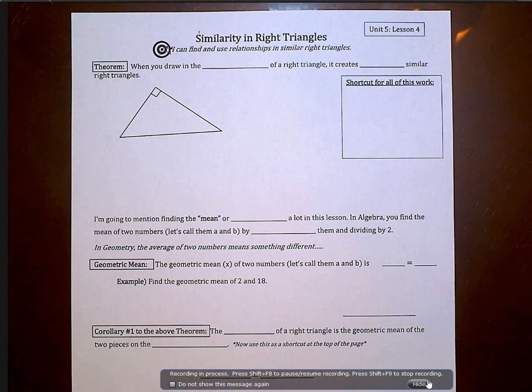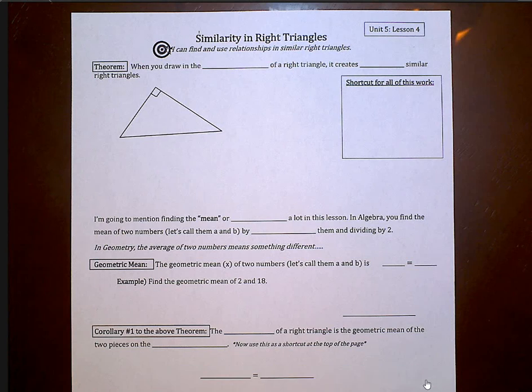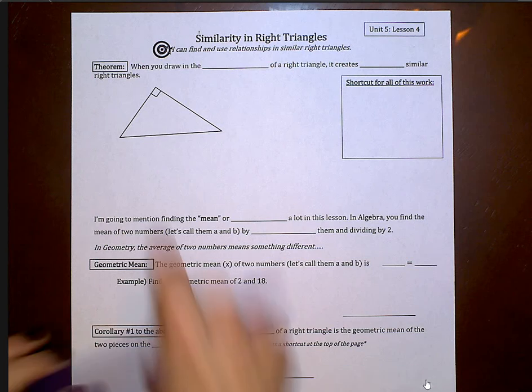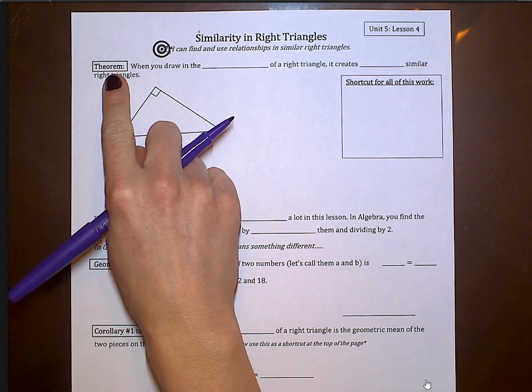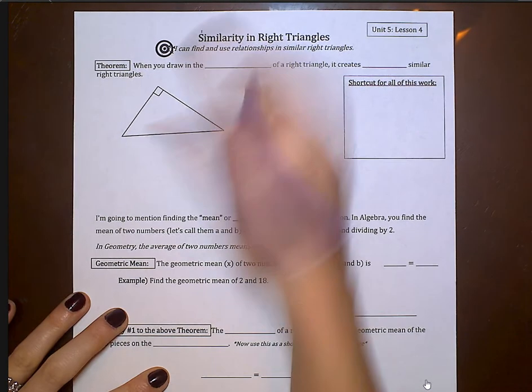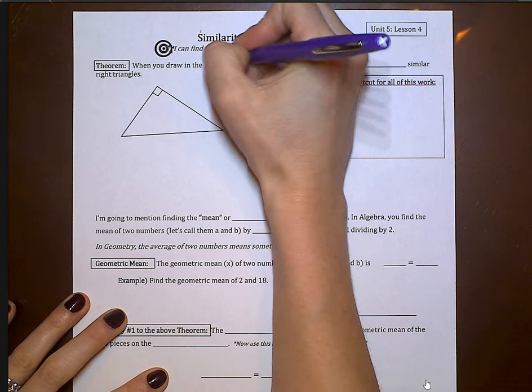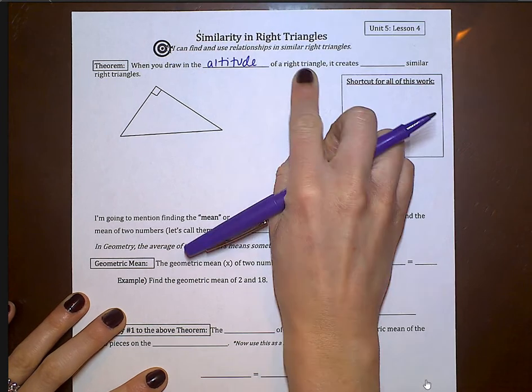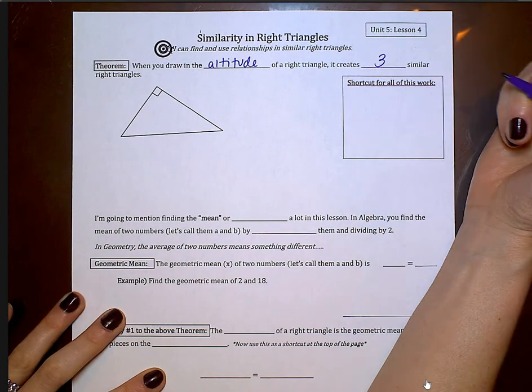We're back and we're talking about similarity in right triangles. We're going to start off with a theorem, which you can prove. We're not proving it. What the theorem says is when you draw in something called the altitude of a right triangle, it creates three similar right triangles.